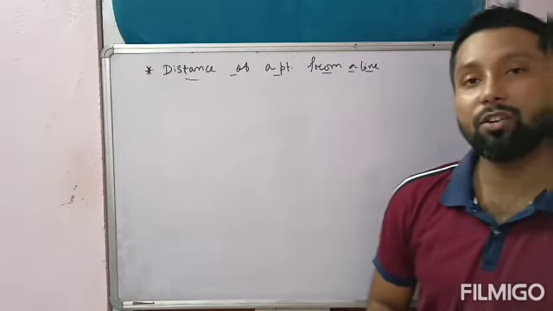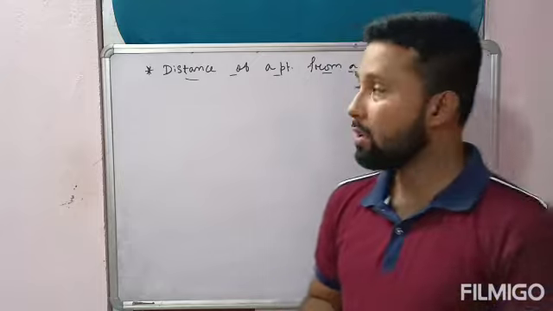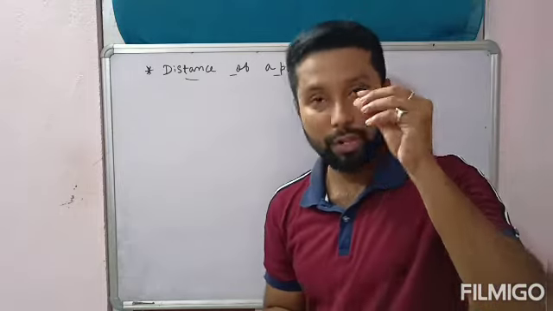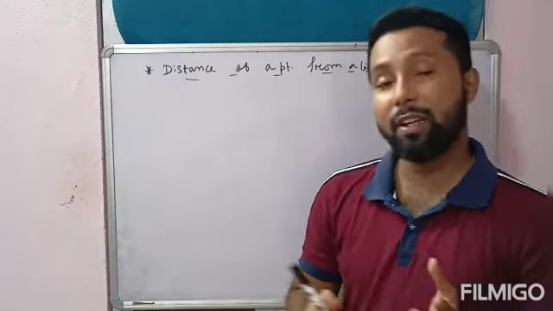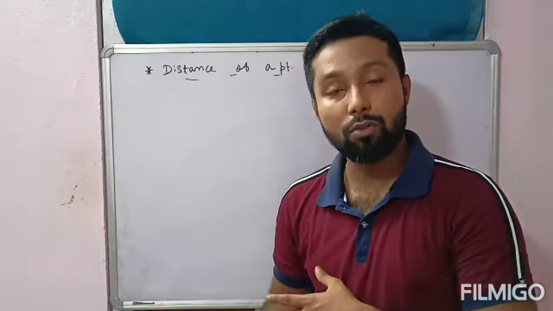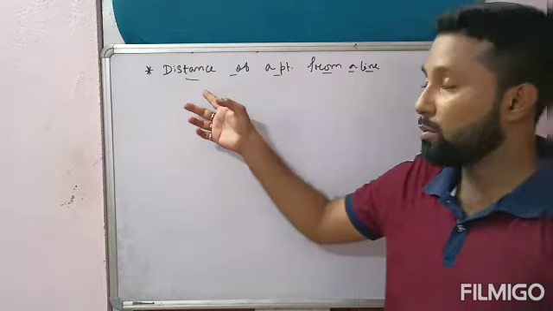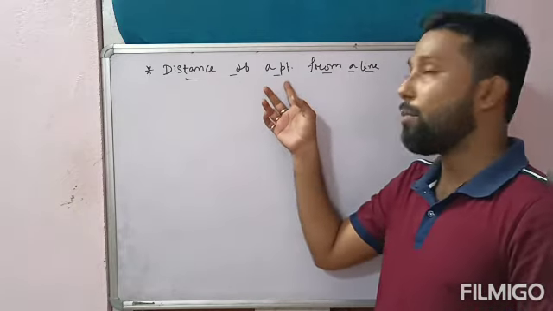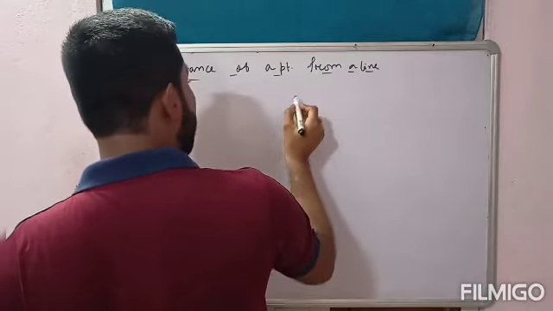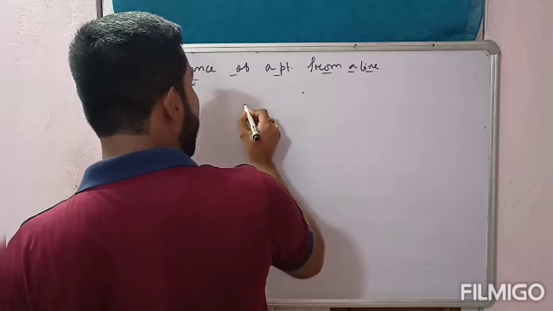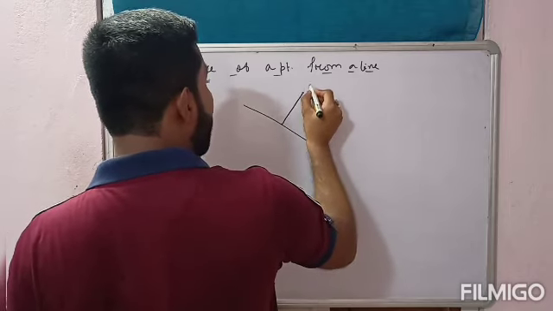So after the discussion of how to reduce a general equation into standard form, now come to the 3 important points, 3 important results which can come as a 1 mark short question or be used for competitive exam questions. The first formula is the distance of a point from a line.